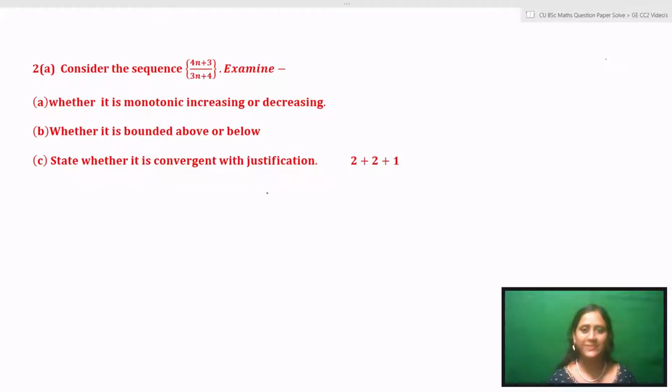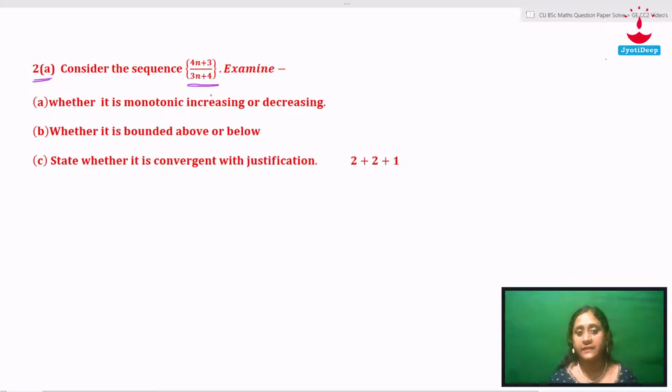Coming to the next section, differential calculus. Look what is given over here. Question number 2a. Consider the sequence (4n plus 3) divided by (3n plus 4).